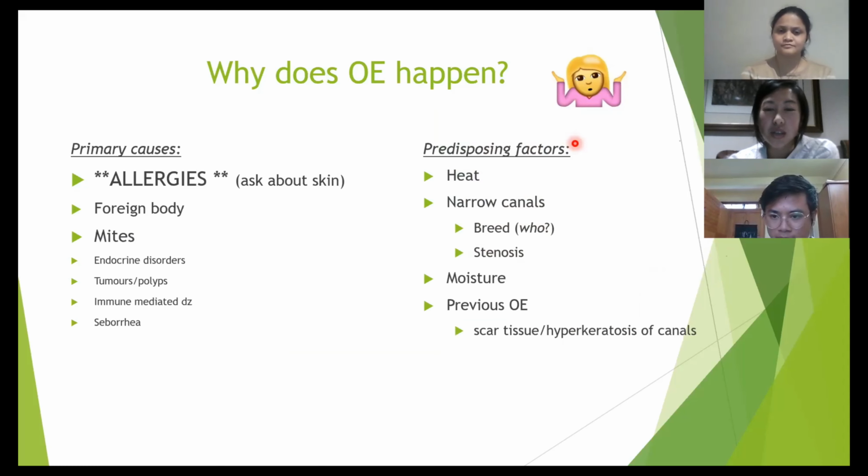And then previous otitis externa. So once they've had it once, they're more likely to have it again because there'll often be scar tissue and thickening of the canal. So you have to warn the owner that once they've had it once, they're most likely to have it again. It just depends on when.